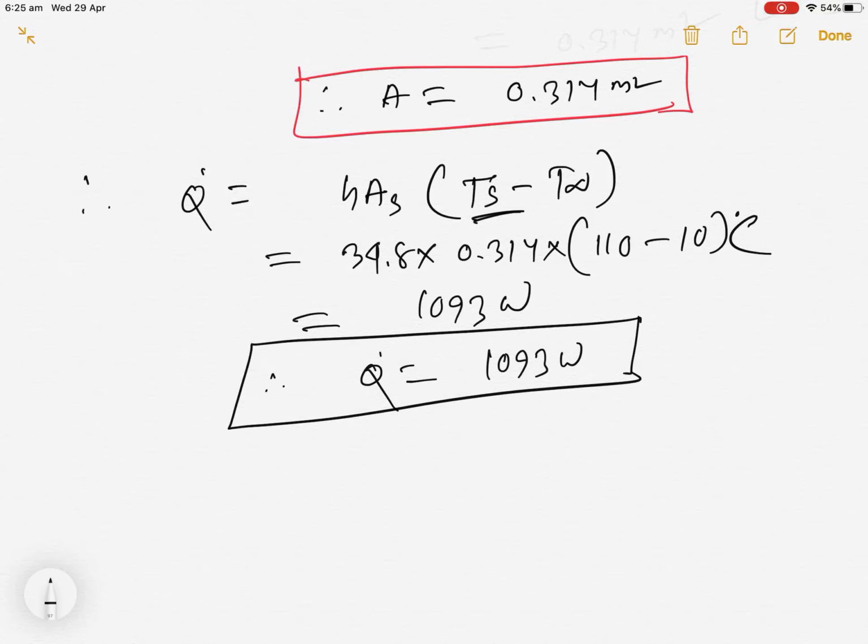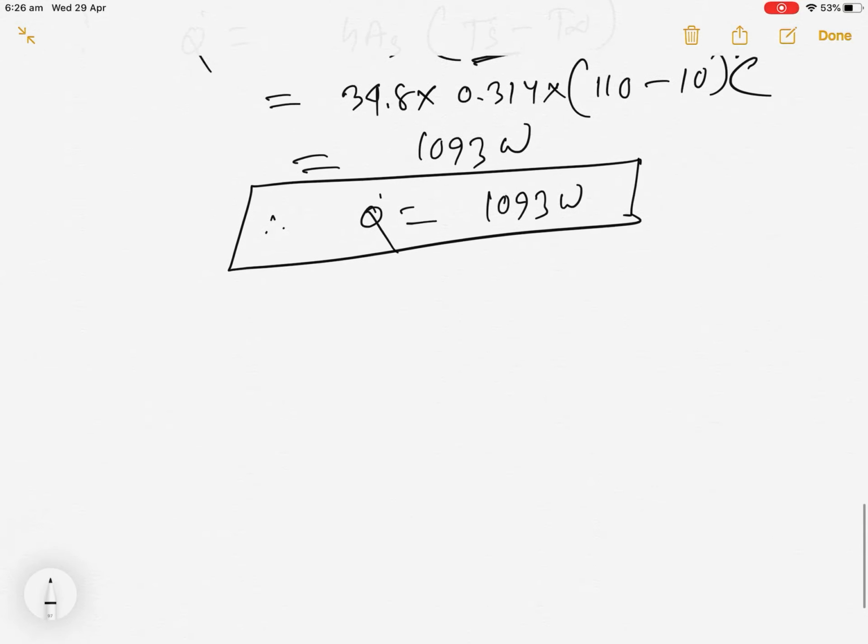This is actually for per unit length. If you want to calculate the rate of heat loss for the entire pipe, you can just multiply the value with the whole length. Anyway, that is not part of this question.